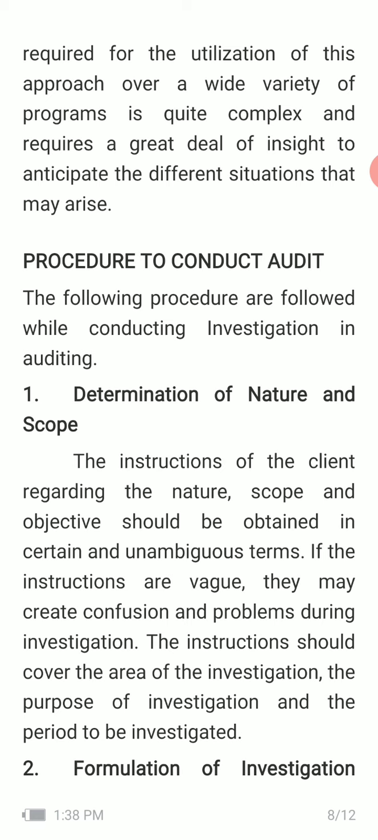The instructions of the client regarding the nature, scope and objective should be obtained in certain and unambiguous terms. If the instructions are vague, then they may create confusion and problems during investigation. So the auditor has to get the instructions of the client regarding the nature, scope and objective of the company or of their business. If he has not taken proper instructions, it may create confusion and problems during the investigation of the transactions.